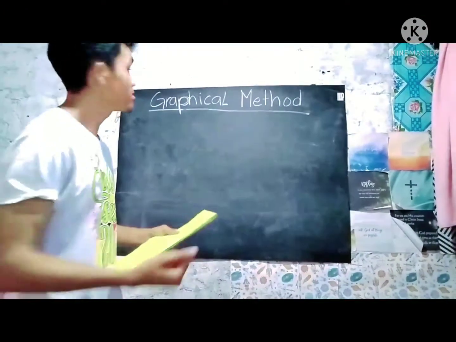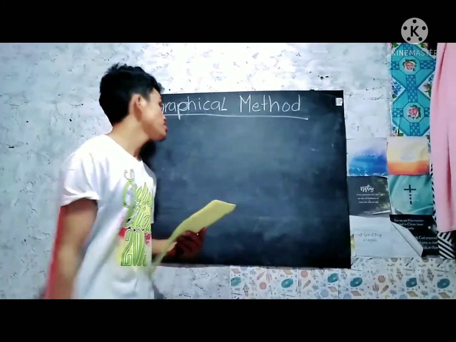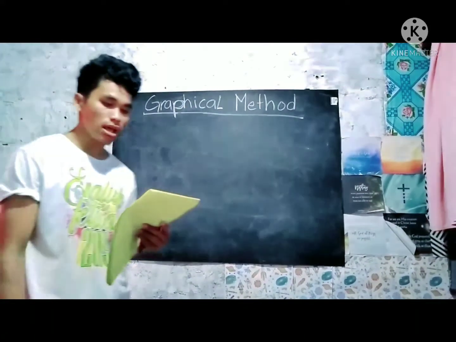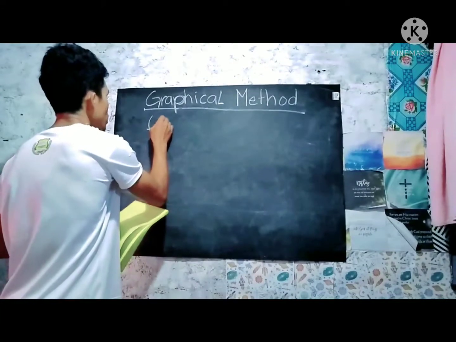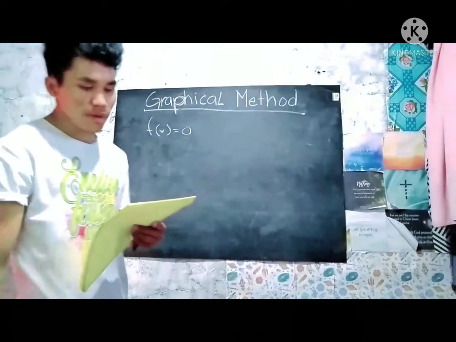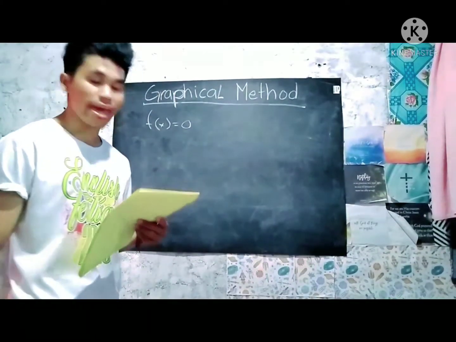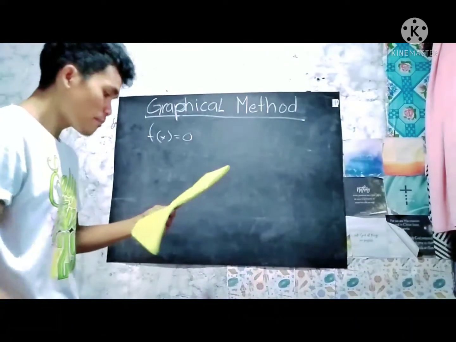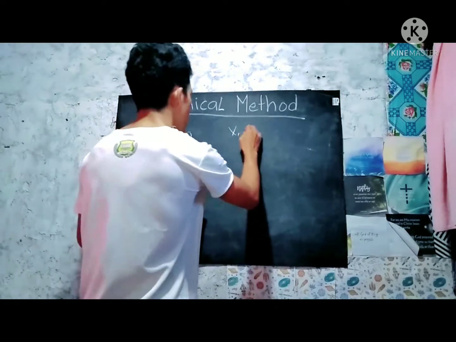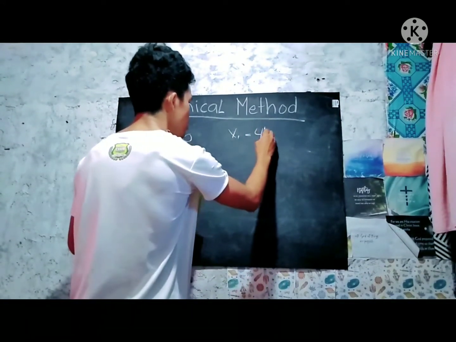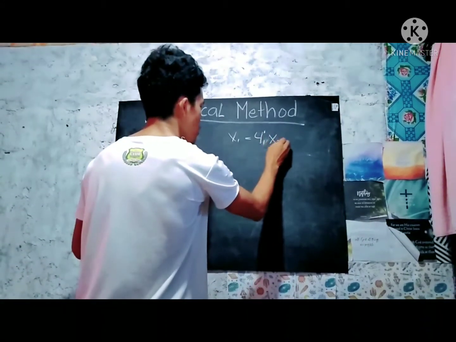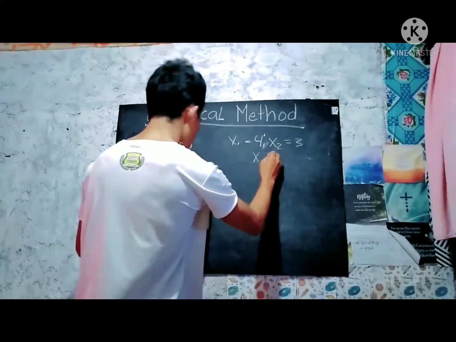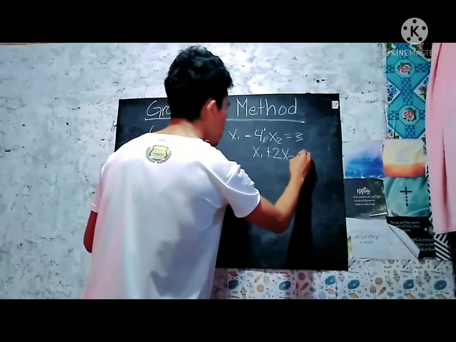Hey guys, good day. Today, to continue our discussion, we're going to discuss the graphical method. The graphical method is a simple method of obtaining an estimate of the root of the equation f of x equal to 0, by making a plot and seeing where it crosses the x-axis. To better understand, we have an example here: 4x1 plus 3x2 is equal to 3, and x1 plus 2x2 is equal to 2.